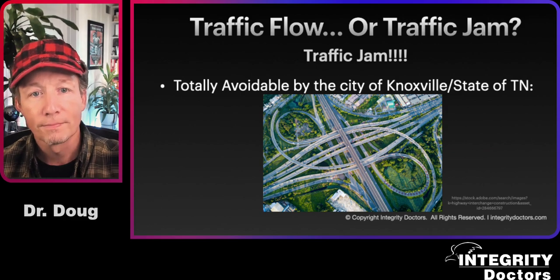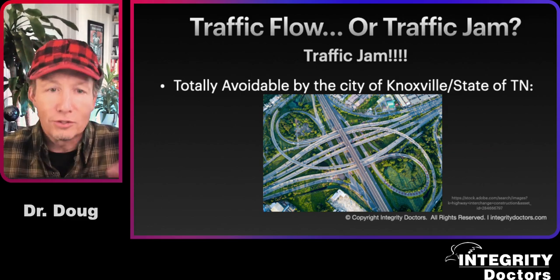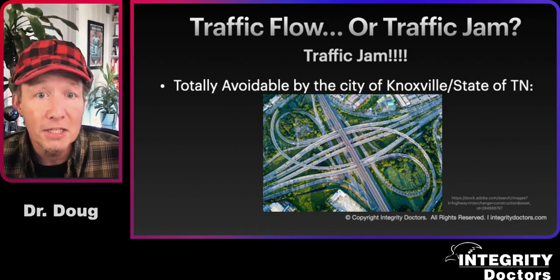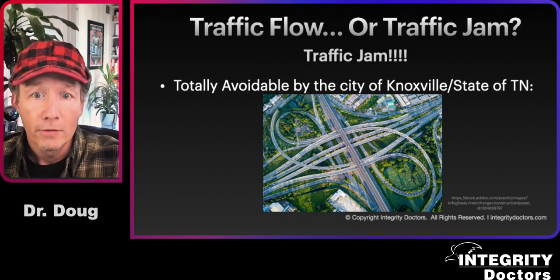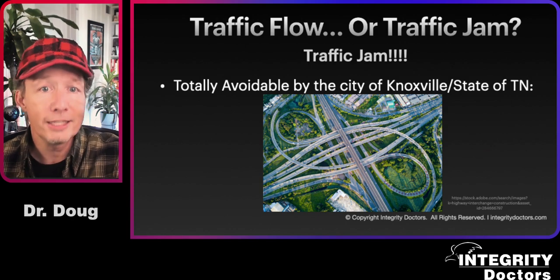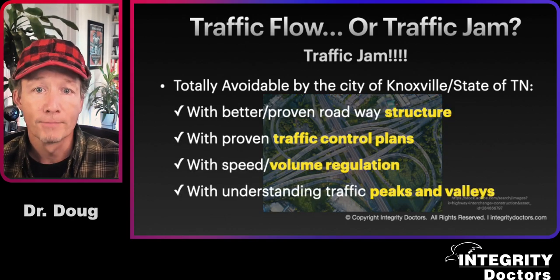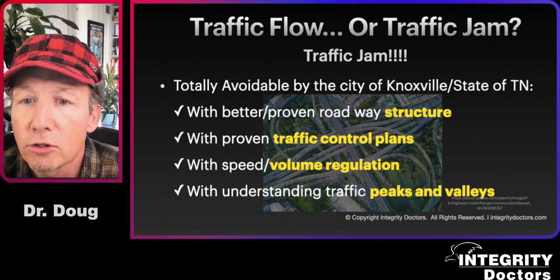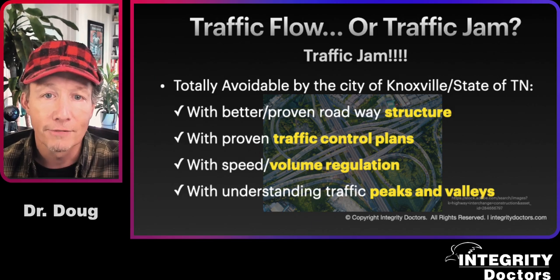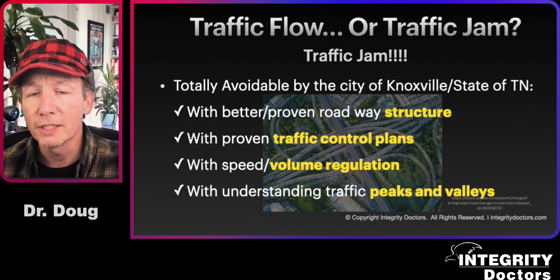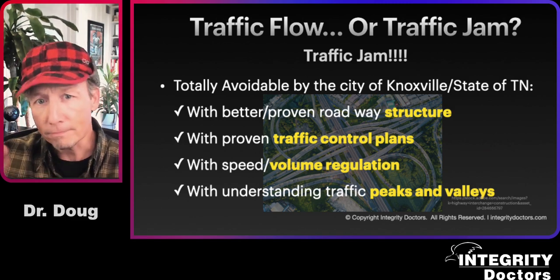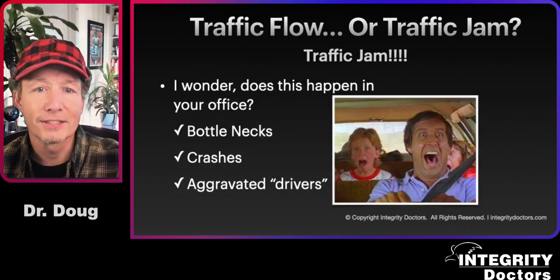But here's the deal. This is totally avoidable. I really went down the rabbit hole on this. I read several traffic studies for in and around eastern Tennessee and Knoxville. And it turns out that if they just build the right interchanges, they could alleviate all of this traffic. They could have better infrastructure. They could have better traffic control. They could have speed and volume regulation, and they could better understand the peaks and valleys of their traffic. You notice I put all these words in yellow because I want you to pay attention. We're going to come back to them: structure and traffic control and volume regulation and peaks and valleys.